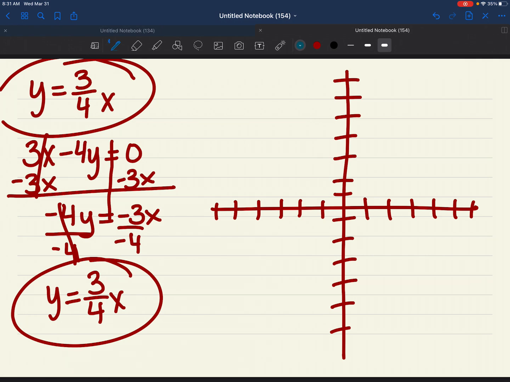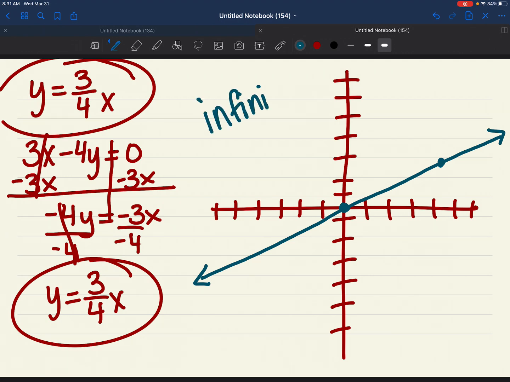What's my y-intercept? 0. From there, use the slope. What direction do I move? Up 3, over 4. Okay, I don't need to graph the second one because it's going to give me the exact same graph, correct? So my answer is what? Same line.